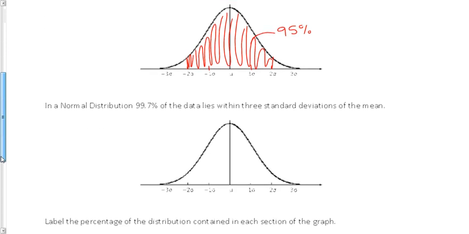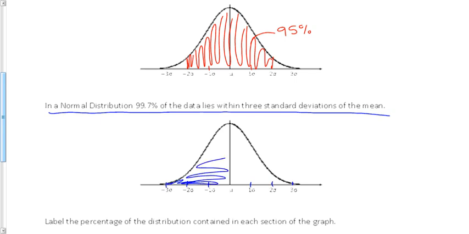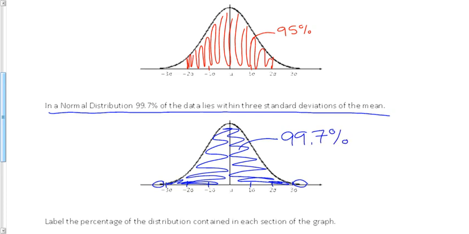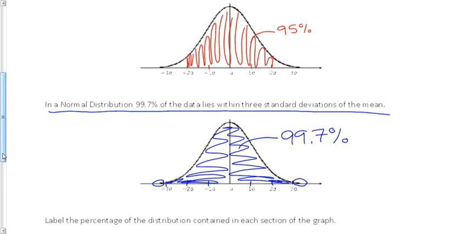99.7, that's almost everything. 99.7% of the data lies within 3 standard deviations of the mean. So if I go out 3 standard deviations in each direction, all I'm missing is a tiny little tail in each direction. So the only part that's not shaded are these little bits down here on the end. The part that is shaded would be 99.7% of all the data. So this is our rule that tells us how much is in each section of the normal distribution.